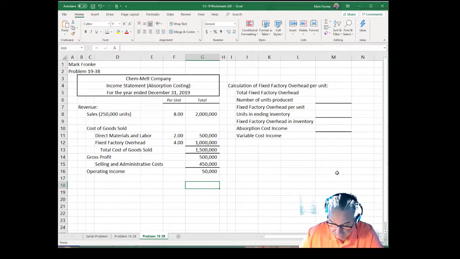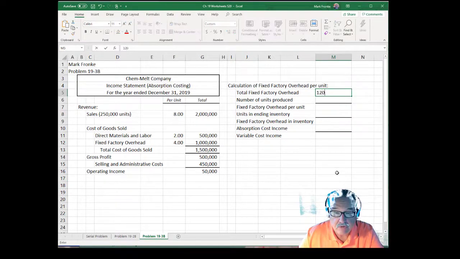So they've gone from losing $150,000 to a profit of 50,000, and all they did was produce more units. They produced 300,000 instead of 250,000 that they normally produce.